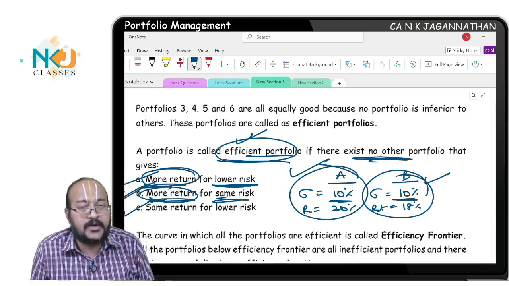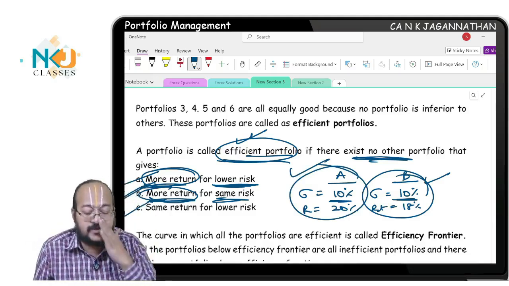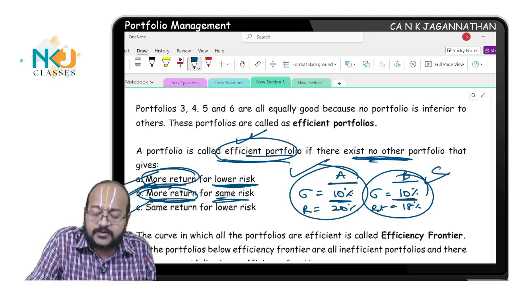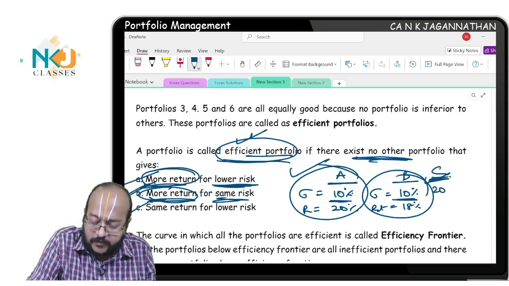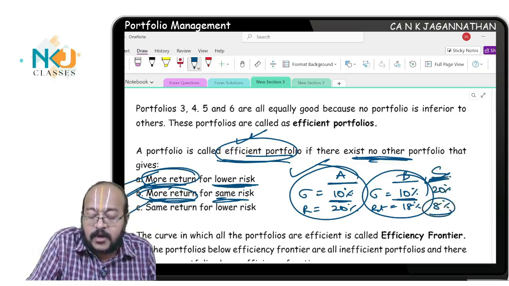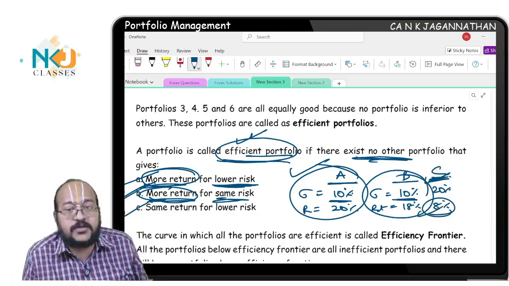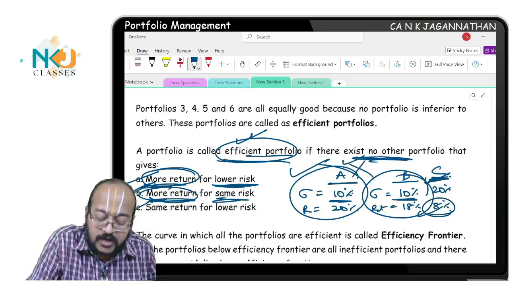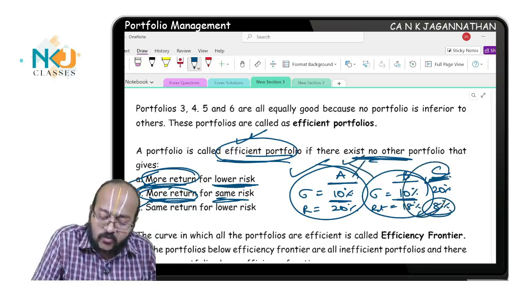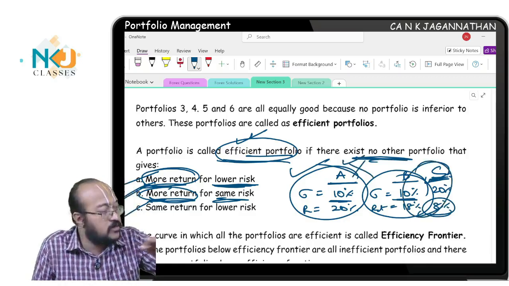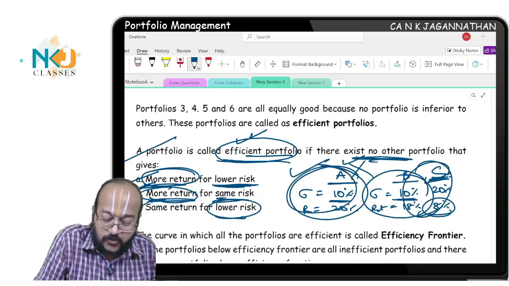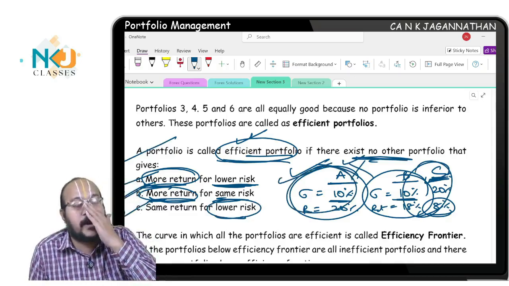Then the third possibility: same return for lower risk. See, if A is giving me 20% return for 10% risk, assume there exists a portfolio C which is giving me 20% return, but for just 8% of risk, which means lower risk for the same return, so A will become inefficient. But if there exists no other portfolio which gives the same return for lower risk, then also this portfolio will be efficient. Now A is efficient. This is how you will compare different portfolios.